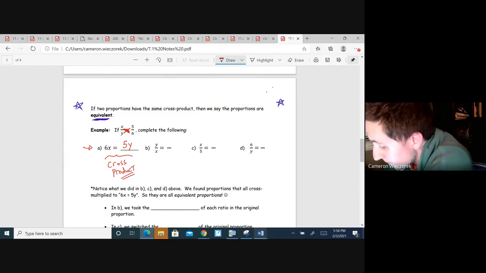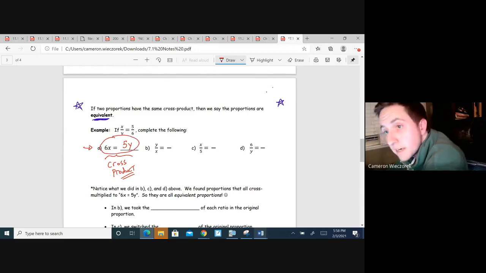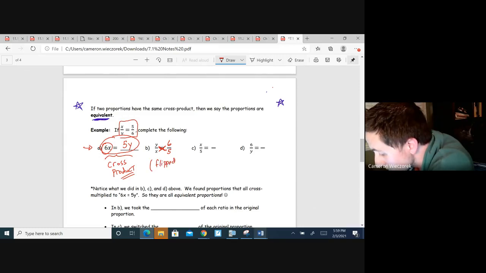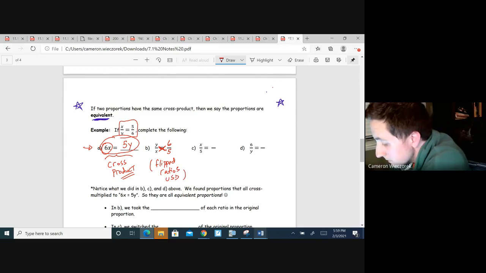Now, the next three, what I'm going to do is mess with the proportion in a certain way so that I get the same cross product. So my goal in the next three is going to be to get 6x equals 5y. So if I want to fill in the blank, that means that I need to put a 5 in the bottom right so that 5 gets multiplied by y. And I need to multiply x by 6 to get 6x. And if you look at what I did, I basically just took the original proportion and I flipped it upside down. So I flipped the two ratios upside down.